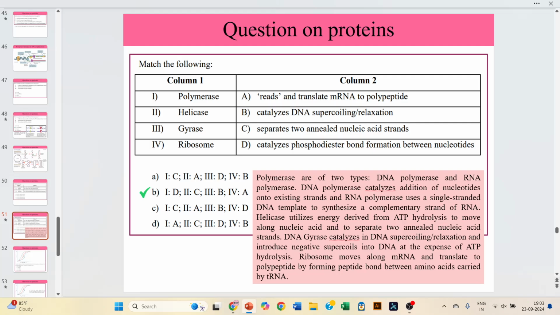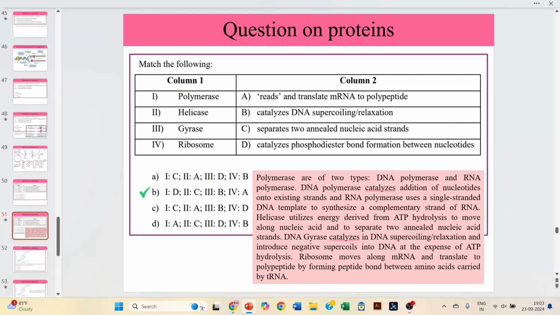right option. Polymerase, DNA polymerase and RNA polymerase. DNA polymerase catalyzes the addition of deoxynucleotides, and RNA polymerase uses a single-stranded DNA template to synthesize a complementary strand of RNA.